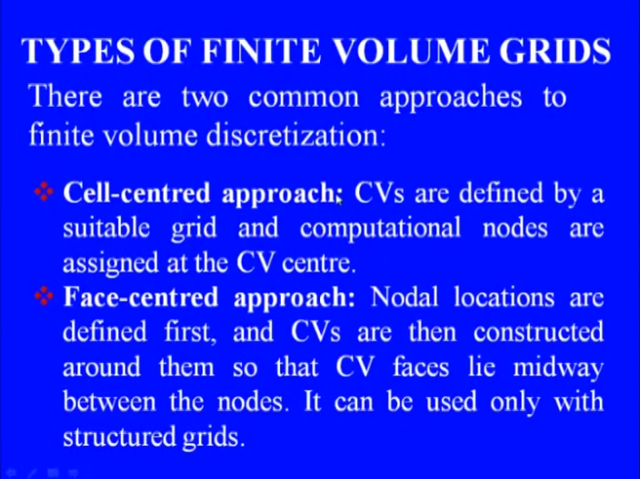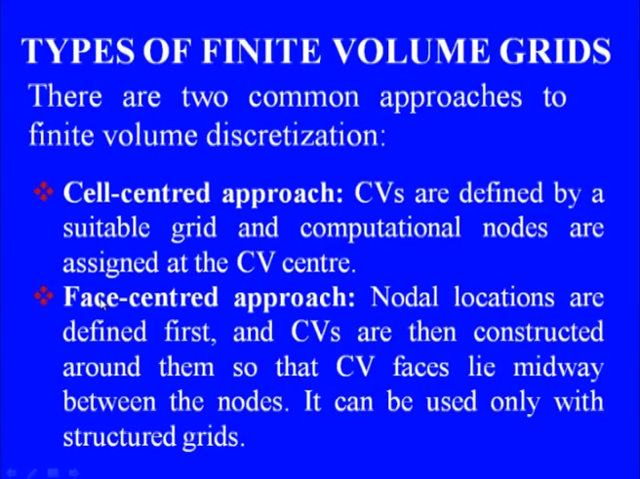Now let us have a brief look at the basic types of finite volume grids which are employed. Here, what we mean by grids is not whether we are going to use unstructured or structured grids. This classification is based on our choice of the computational nodes. There are two common approaches to finite volume discretization, basically to the choice of computational nodes. The first one is what we call the cell centered approach. In the cell centered approach, what do we do? The CVs are defined by a suitable grid and computational nodes are assigned at the CV center.